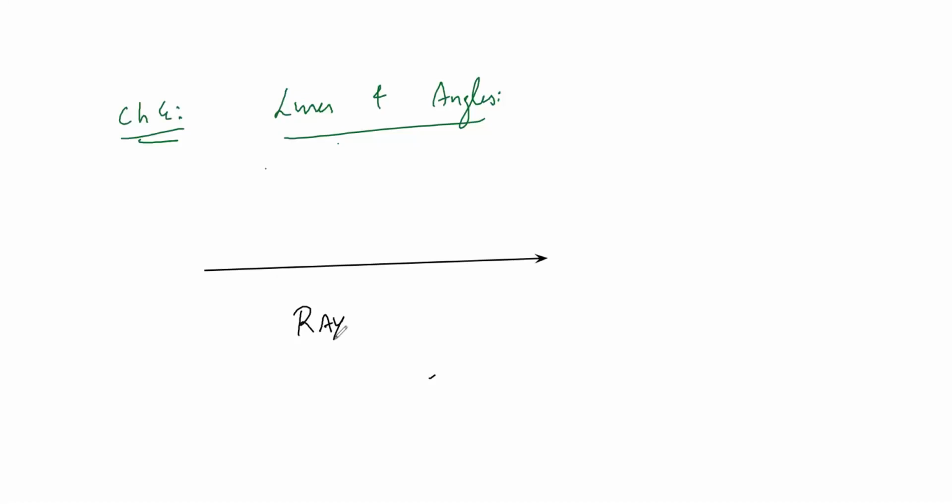RAY. Okay, right. So which means it has only one endpoint. One endpoint. Suppose if I mark here 2, if there are two endpoints, then it is called what? Line segment.